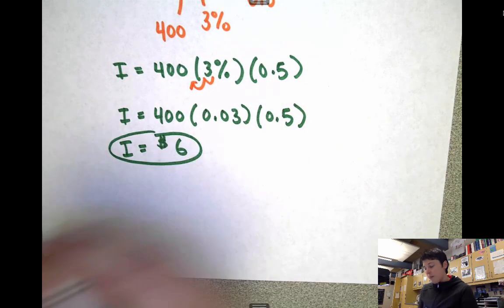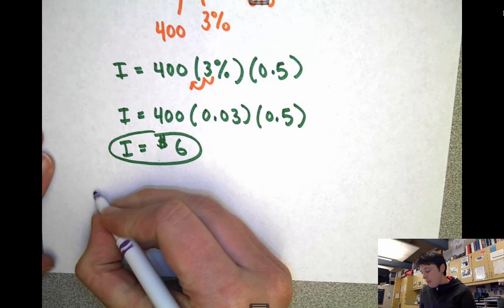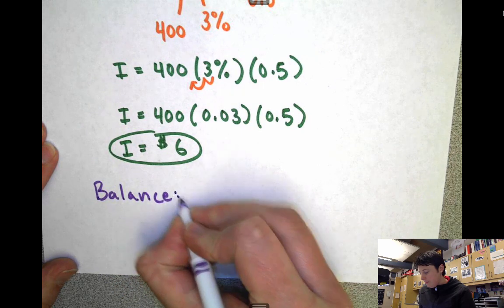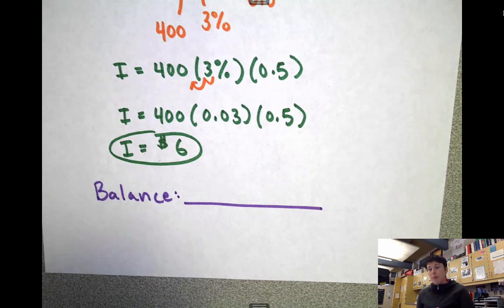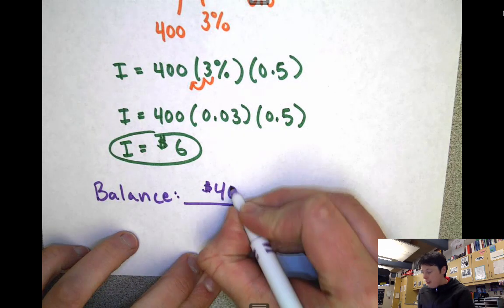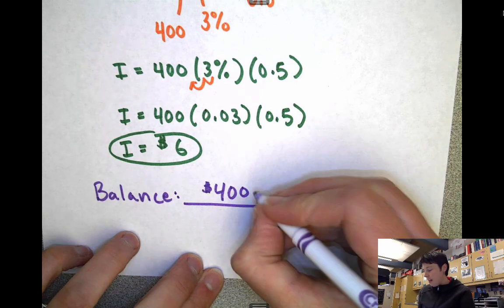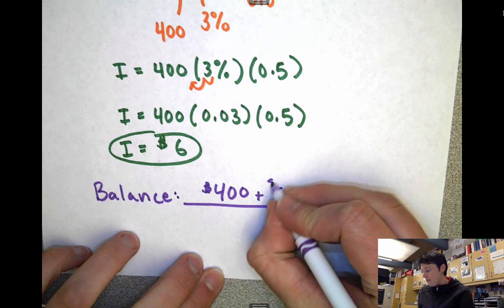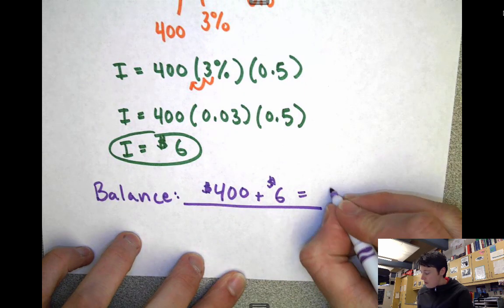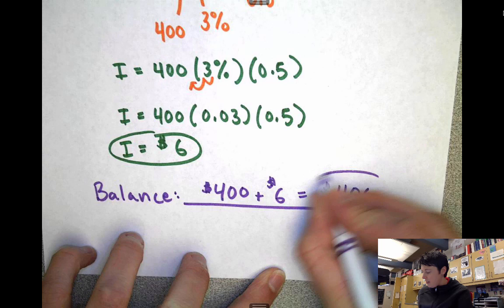But a lot of times people like to check their balance, and their balance is how much they have in their bank account. So down below we're going to write the balance. Here's how the balance works. You started with $400, so you had $400. 6 months goes by and the bank says, here's your interest, and they pay you. So they add $6 into your bank account. You just earn that for having an account. So now you have a total of $406, and that is your current balance.